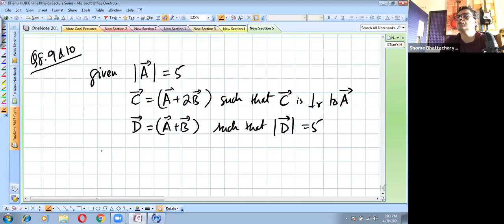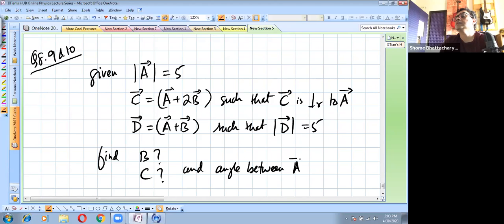So from this, what we have to find out is the magnitude of the vector B, the magnitude of the vector C, and the angle between A and B. So those are the three questions individually, 8, 9, and 10. You have to find out these things.